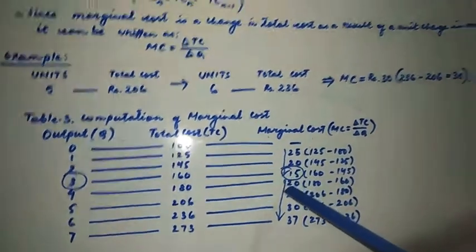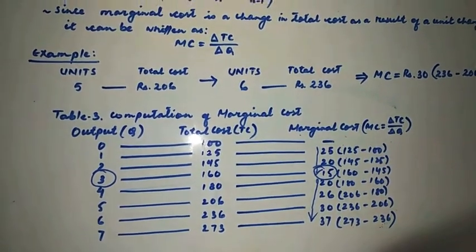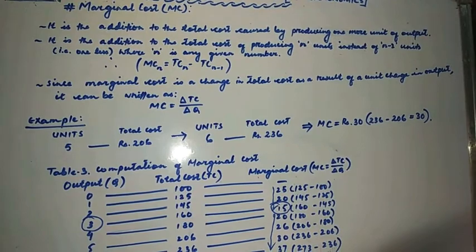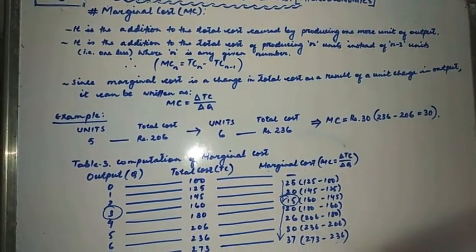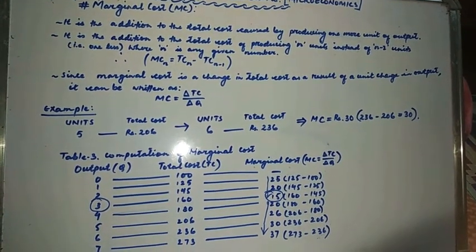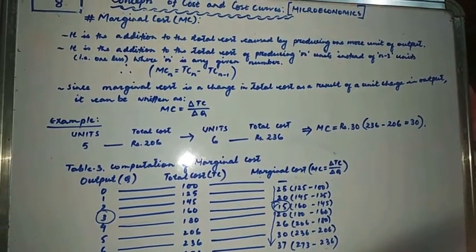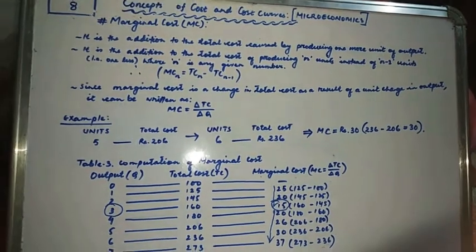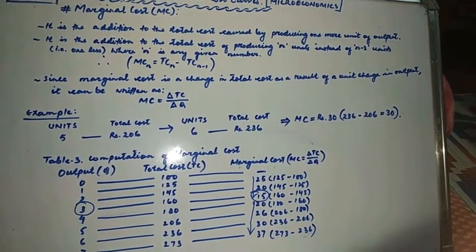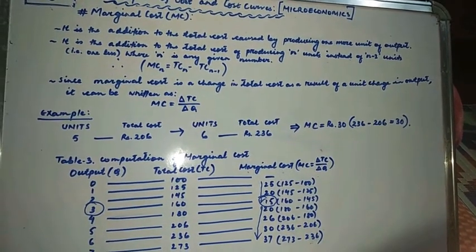So as you see from this table number 3, which is showing you the computation of marginal cost, it is nothing but the addition to the total cost which is incurred by producing one more unit of output. So that is marginal cost. It is the additional amount to the total cost which you incurred in producing one more unit of output. So when you talk about any marginal terms, it is an addition to the total when you are producing one more unit of output.